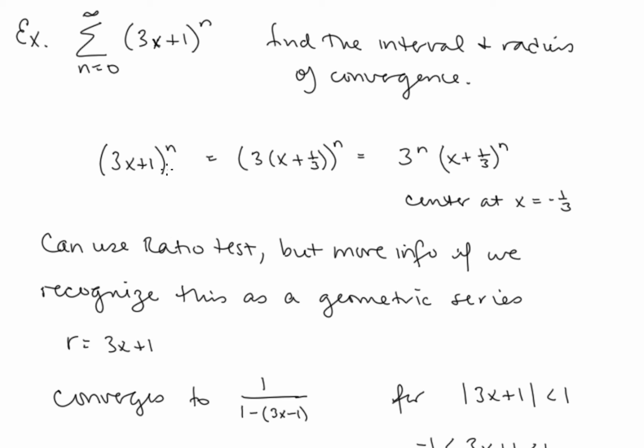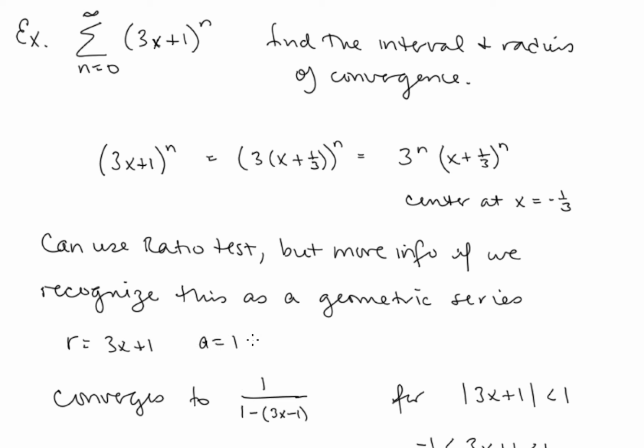And we can continue on with this using the ratio test, but actually, we get more information if we recognize this as a geometric series. Because with the ratio test, we don't get any information on what the series converges to. But by viewing this as a geometric series, we'll know that when it does converge, it converges to a over 1 minus r. So here, let's look at this as a geometric series where r is equal to 3x plus 1 and a is equal to 1.